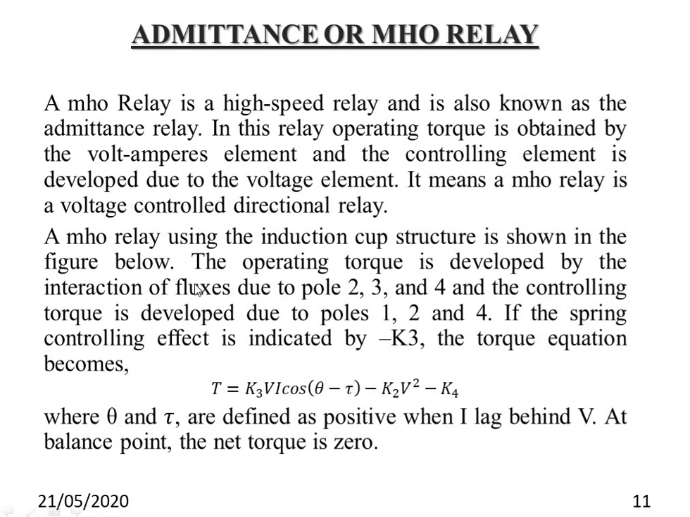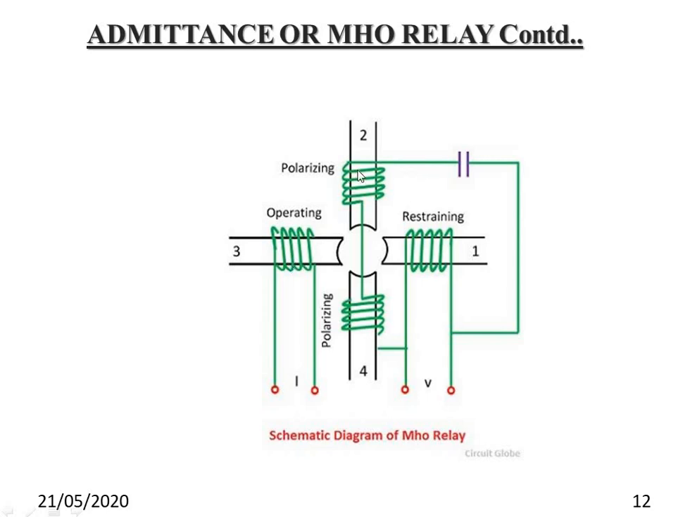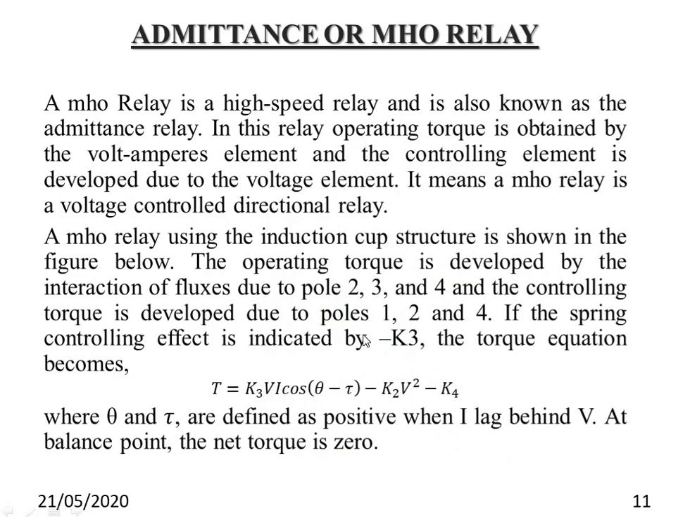That means the next figure I have shown. The operating torque is developed by the interaction of fluxes due to poles 2, 3 and 4. That means poles 2, 3 and 4, and the restraining torque is produced by poles 1, 2 and 4. Now you can say the restraining torque for the Mho relay is K2 V square and the operating torque will be K3 Vi cos of theta minus tau.